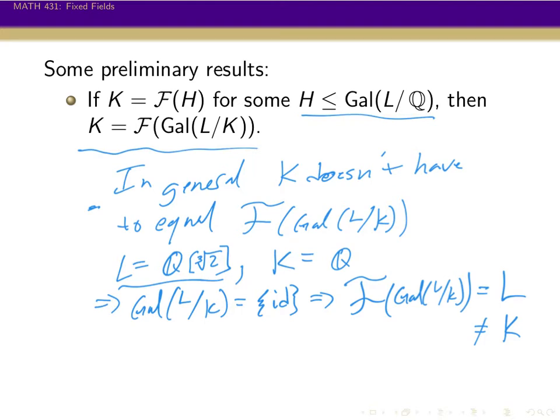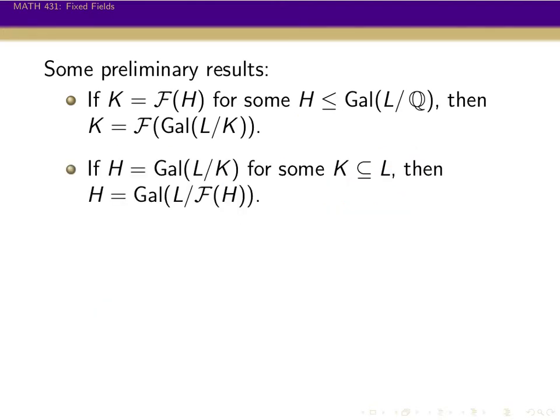And so that's special. If H is equal to the Galois group for some subfield of L, then H is equal to the Galois group for L over the fixed field of H. Right? So if H is some Galois group for some L and K, then H is going to be the Galois group for L over the fixed field of H.